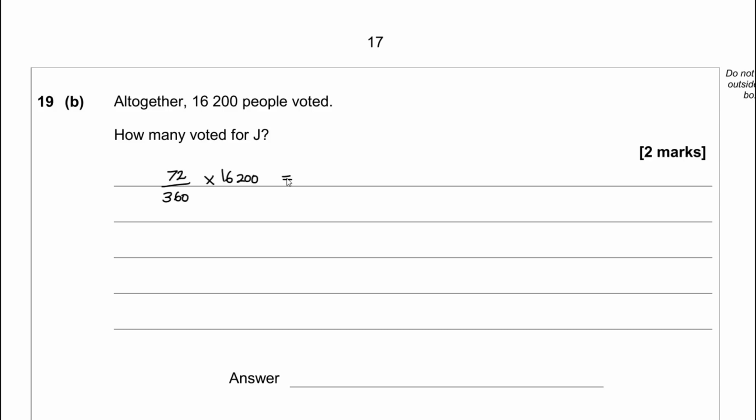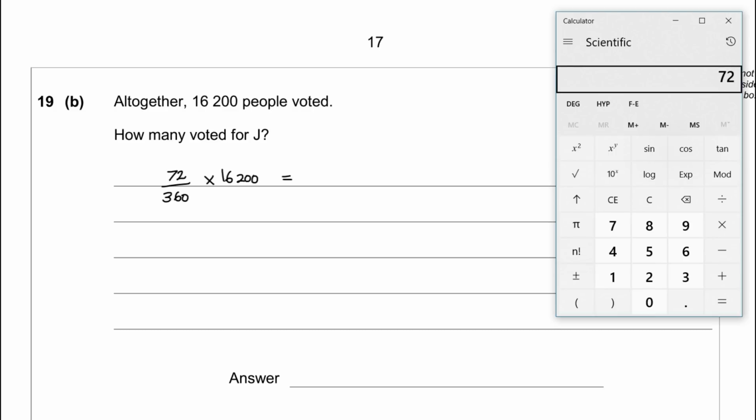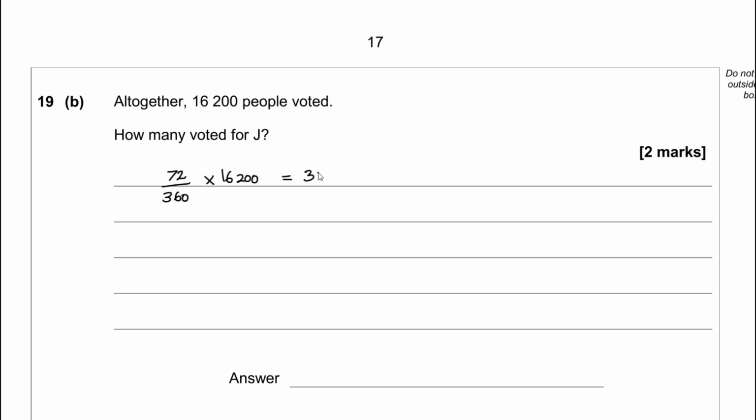Let's just use our calculator. 72 divided by 360 times 16,200. That makes 3,240. So that's how many people voted for J.